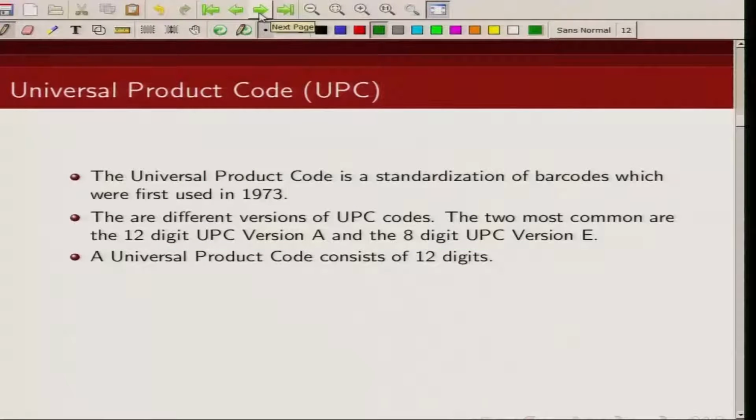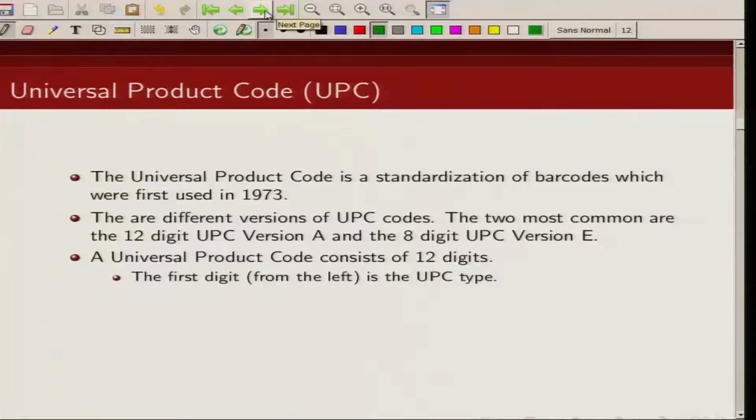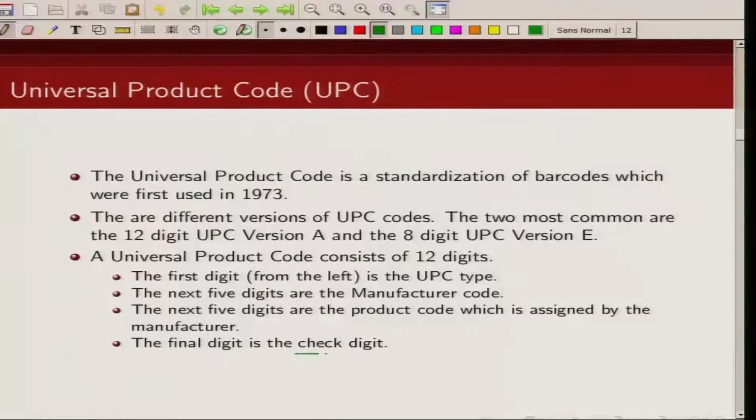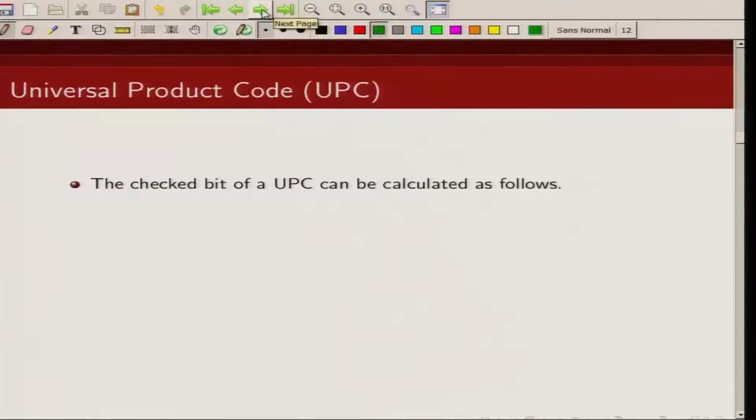So, a UPC version A consists of 12 digits. The first digit from the left is the UPC type, the next 5 digits are the manufacturer code, the next 5 digits are the product code which are assigned by the manufacturer, and the final digit is the check bit. So, that is what we are going to use for error detection. So, how is this check bit computed? This check bit is computed as follows.